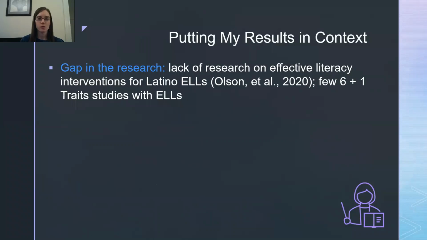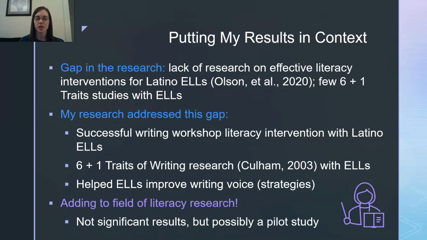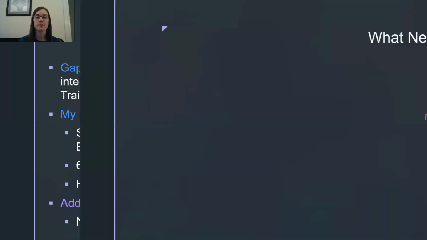So just a brief reminder. The gap that I was looking to address was that lack of research on literacy interventions for Latino ELs. And I was able to speak to that gap a little bit, at least. I have a successful writing workshop, literacy intervention with Latino ELs. I did 6+1 traits of writing research with ELs, and I helped them improve their writing voice, so have these strategies. I was able to add to the field of literacy research, not with significant results, but possibly something that could serve as a pilot study.